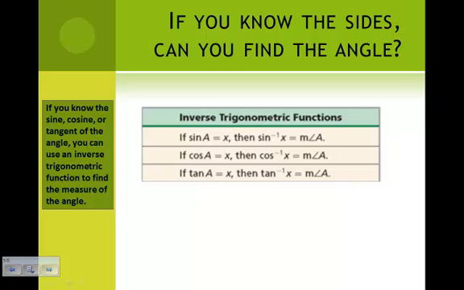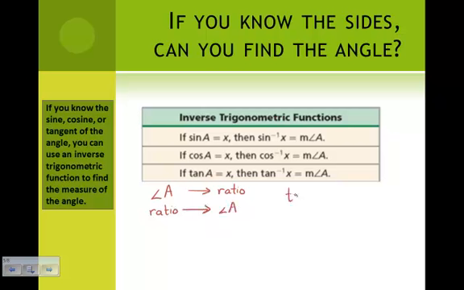Similar to if you know the perfect square, how you can take the square root to find out what the number is. Those are inverse functions. We can do the same thing with our trigonometric functions. So if you look here, it says, if the sine of angle A is equal to x, then the inverse sine of x is equal to the measure of angle A. So if you're given the angle, you can find the trigonometric ratio. But if you're given the ratio, you can actually also find the angle.